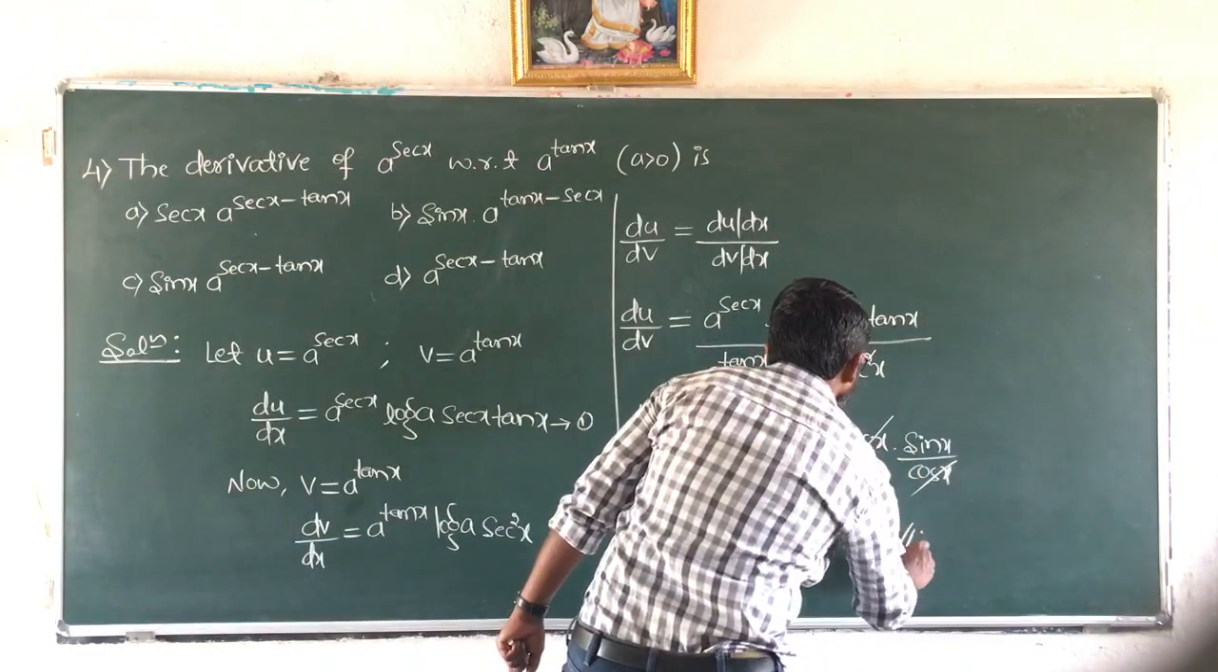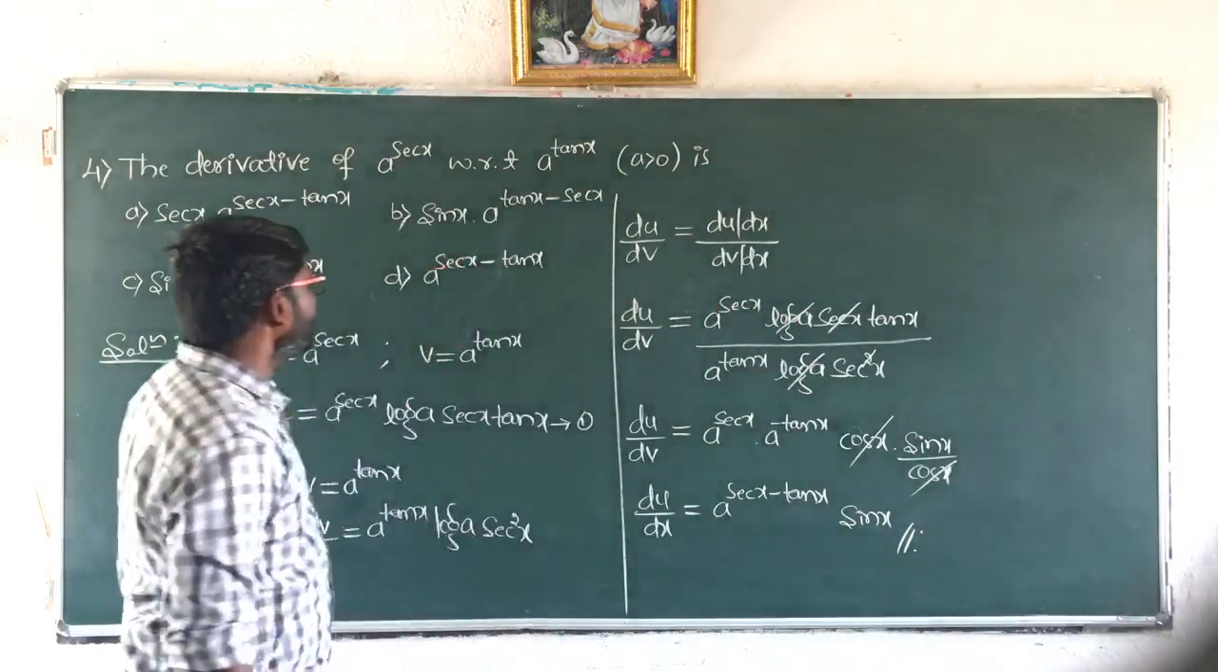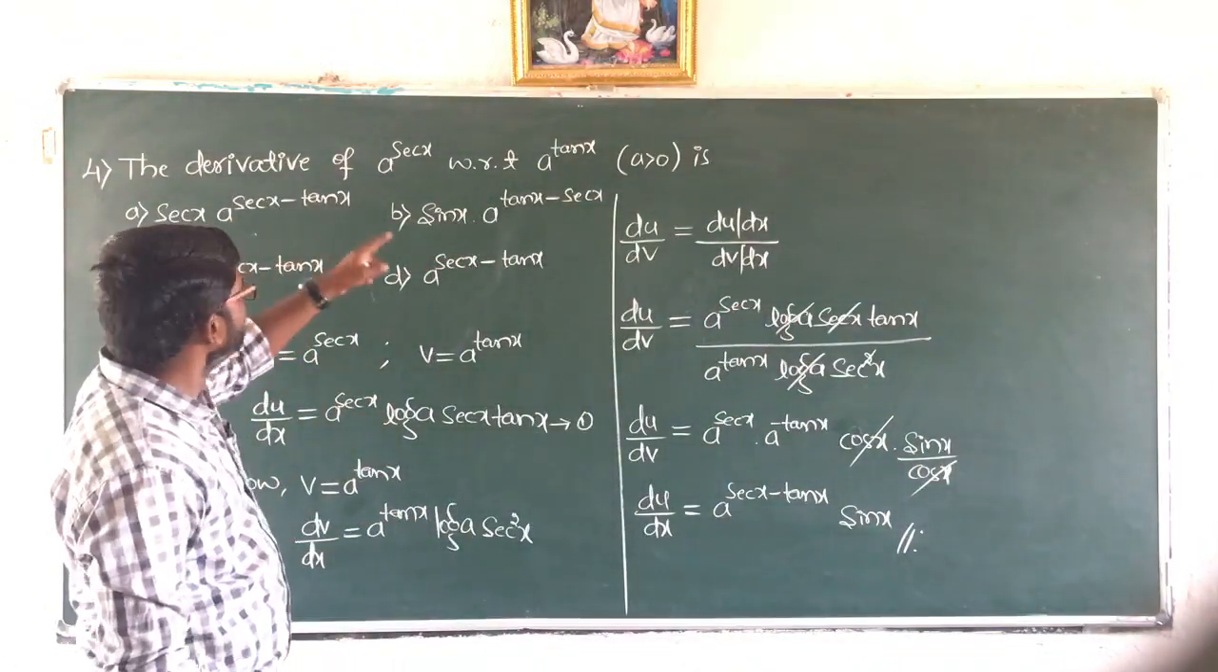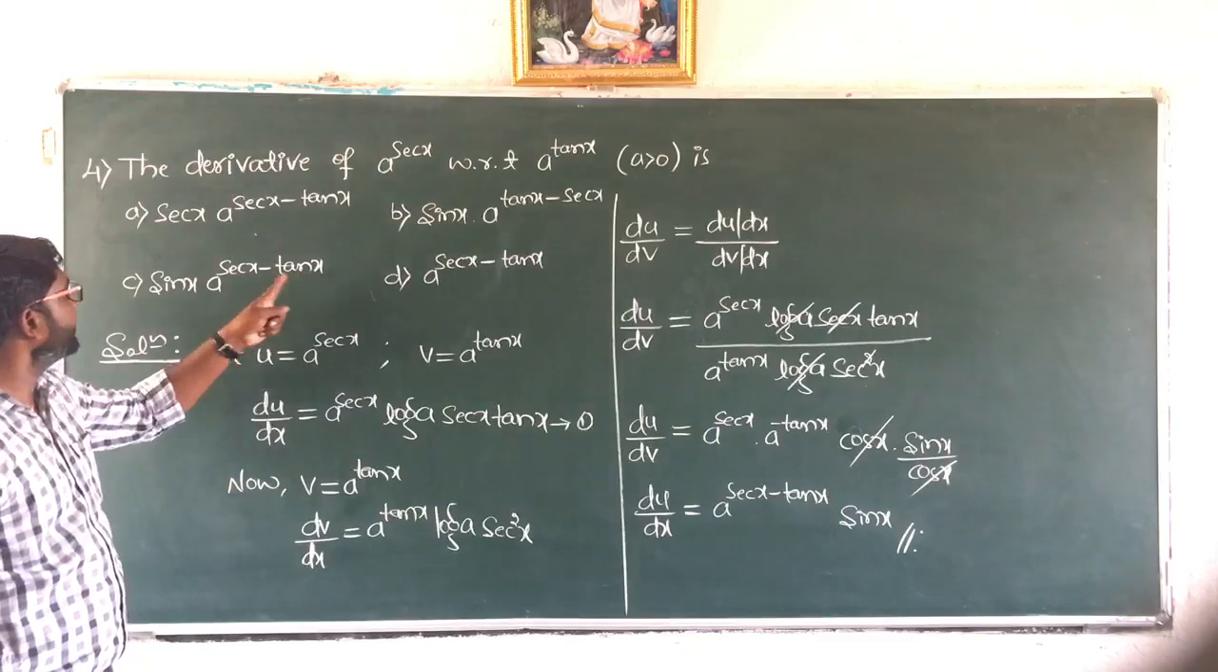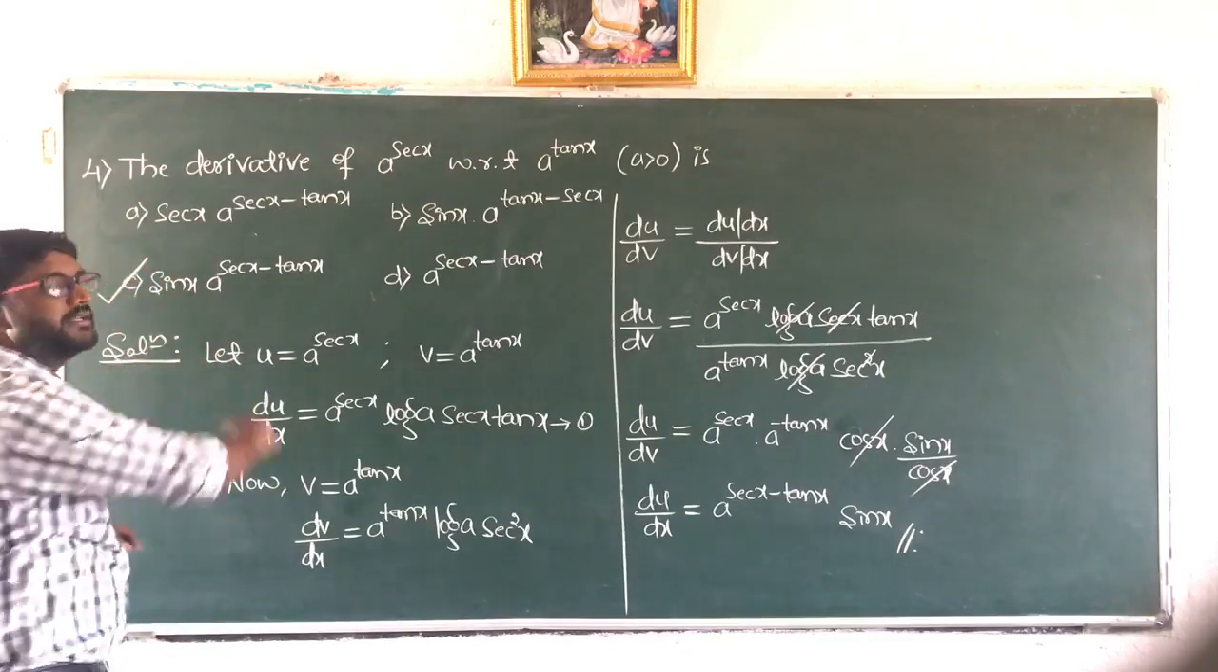So this is the answer. So which is the right option now? A raised to secant x minus tan x into sin x. So it is option C.